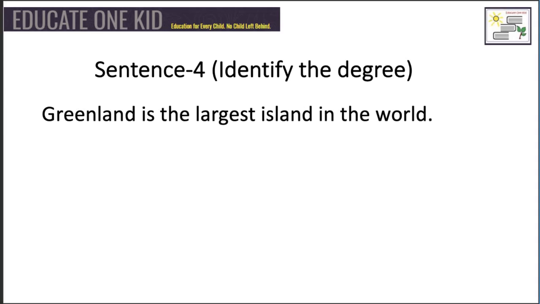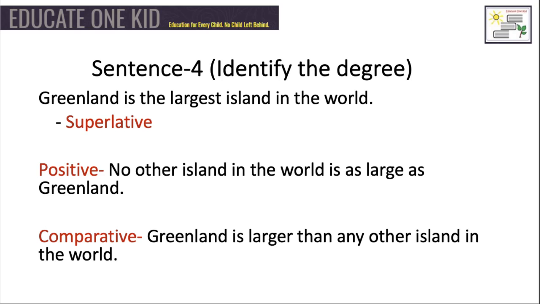Greenland is the largest island in the world. As we can see here, we have compared it to a large group. This form of sentence is a superlative degree. In the positive, no other island in the world is as large as Greenland. In the comparative degree, Greenland is larger than any other island in the world.